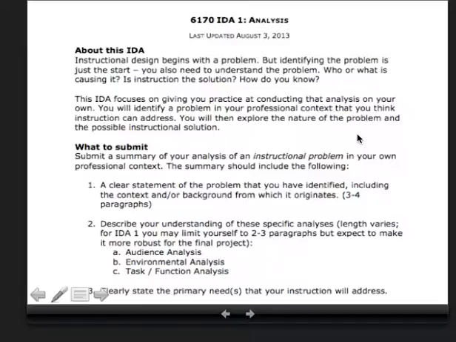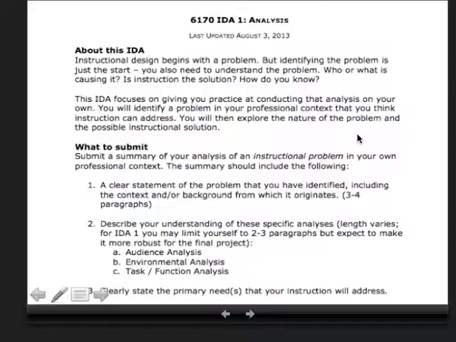And if you go to that IDA, underneath it, it says how to actually go about doing it. I highly recommend interviews at a minimum. Go interview at least one or two other people, a potential audience member and that sort of thing, people who can tell you about their needs, what's going on in the environment, and then maybe even someone who can show you what the ideal might be in a task function.